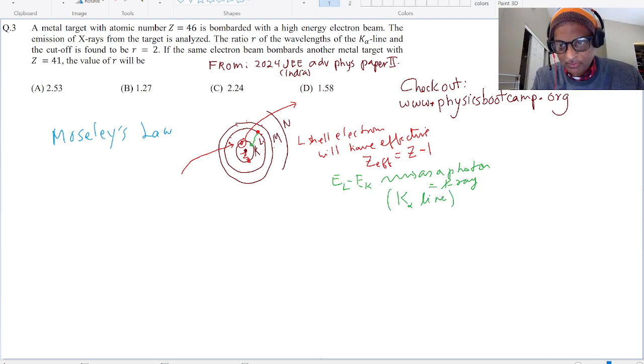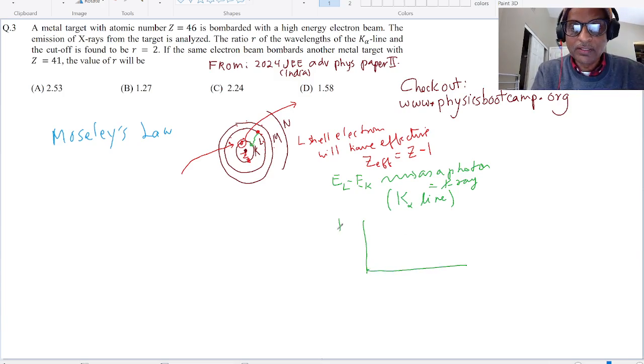The X-ray spectrum will be continuous. Looks like my pen has got a problem. Okay, so I changed the battery now, so hopefully it's going to be fine.